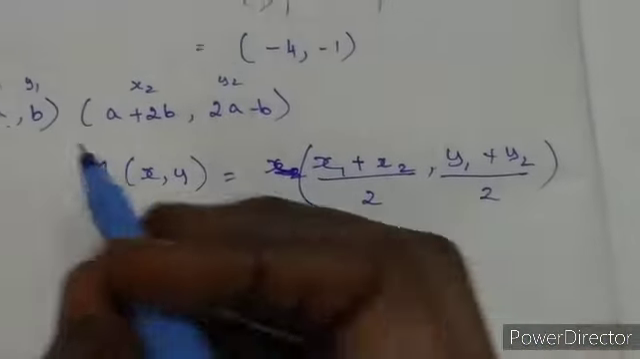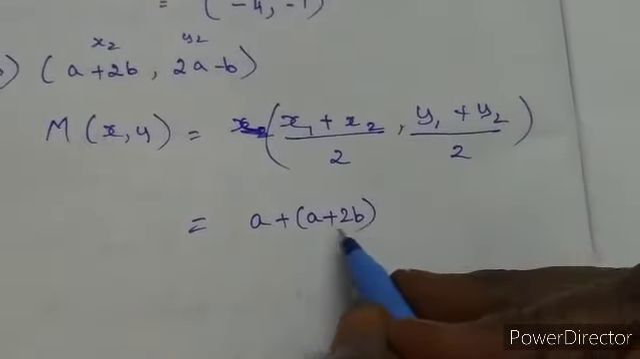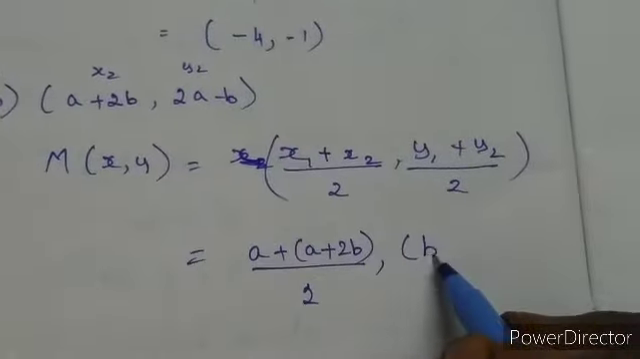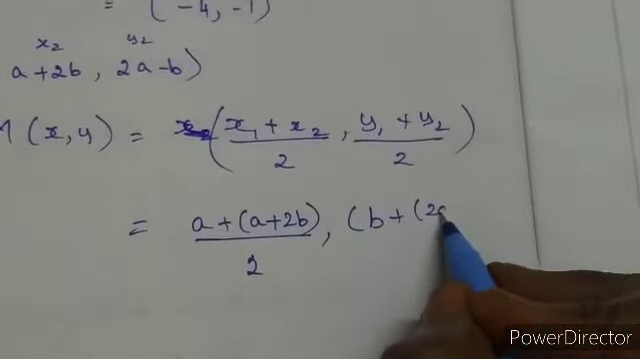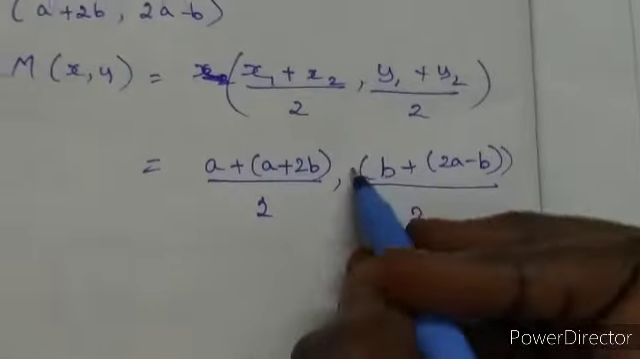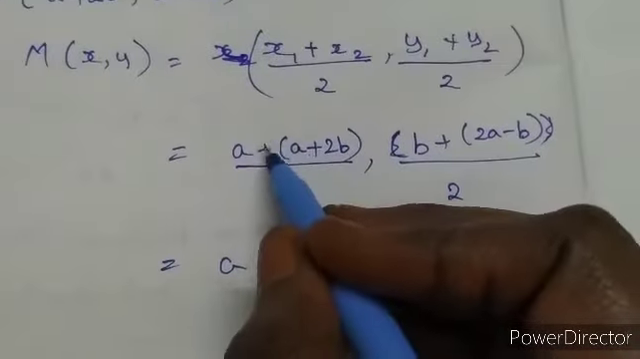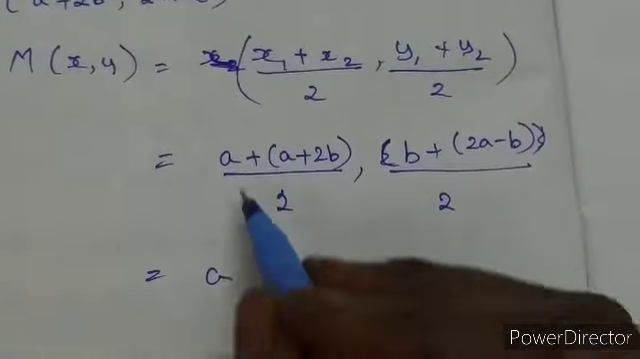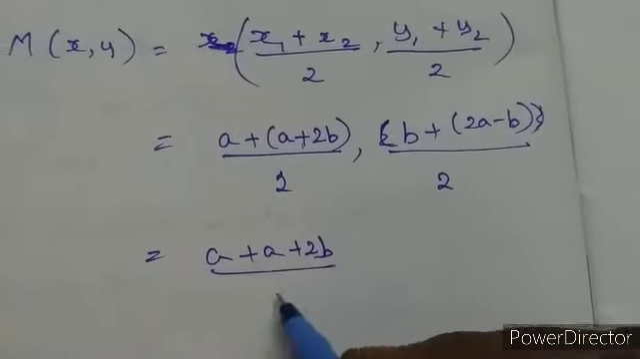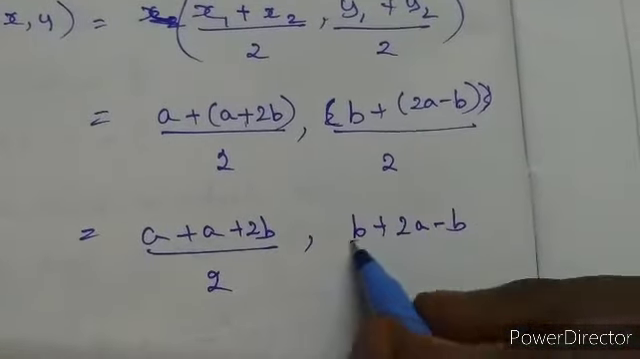Here x1 is a, plus x2 is a plus 2b, divided by 2. Now y1 is b, plus y2 is 2a minus b, divided by 2. Now take the plus sign into the bracket. So plus a, plus a plus 2b divided by 2, b plus 2a minus b by 2.